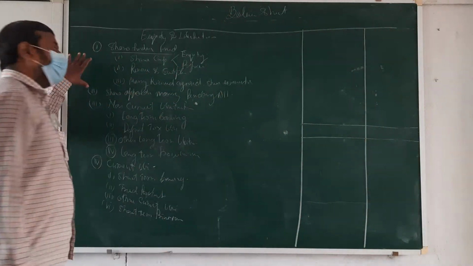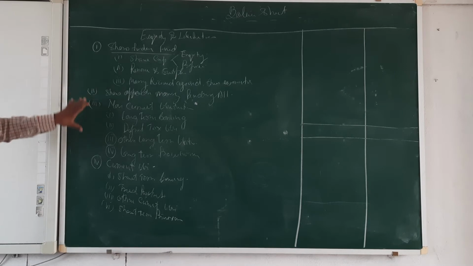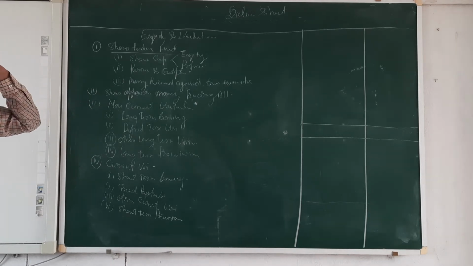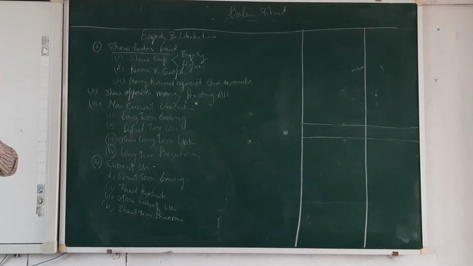Up to this is clear, beta? Yes. These are all new. These are not new, it is the same like old, non-current and current. But these are all new. Clear?